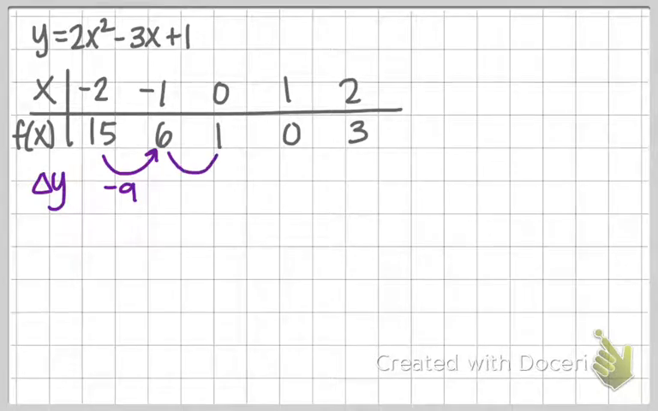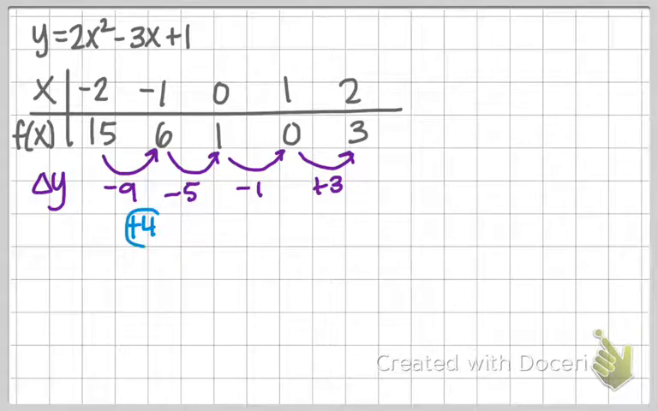6 to go to 1 is minus 5. 1 to go to 0 is minus 1. 0 to go to 3 is plus 3. So the same way that we did before, you look for the change in the finite differences, and in this case, we notice it's got a constant change of adding 4 every time. So what does this mean? What we're looking at then is maybe graphing the finite differences and seeing what kind of function they make.